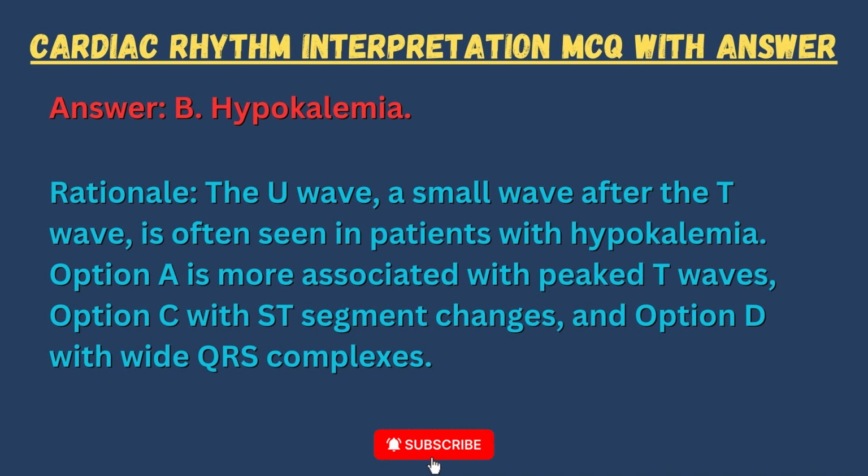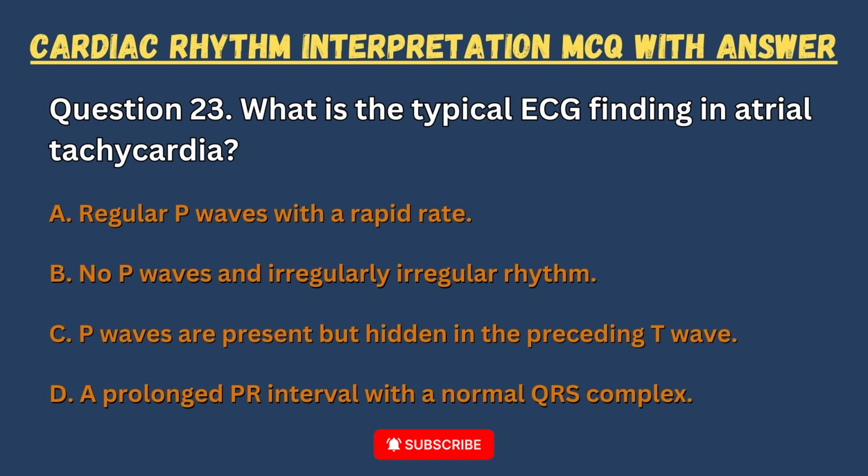Answer: B. Hypokalemia. Rationale: the U wave, a small wave after the T wave, is often seen in patients with hypokalemia. Option A is more associated with peaked T waves, Option C with ST segment changes, and Option D with wide QRS complexes. Question 23.